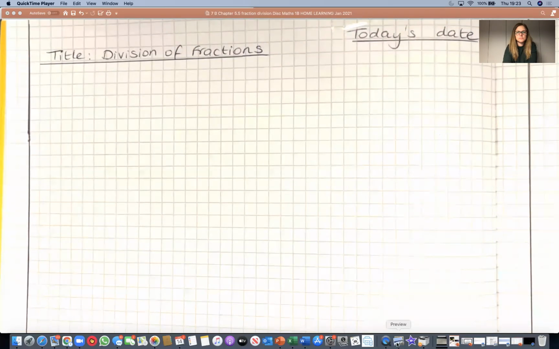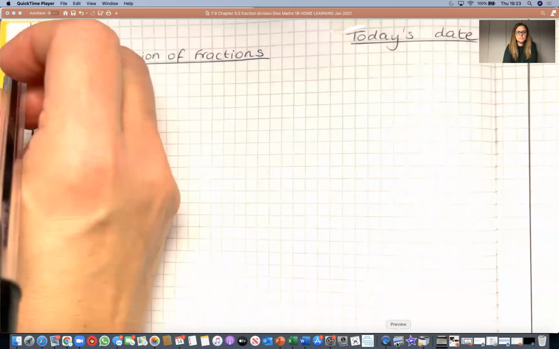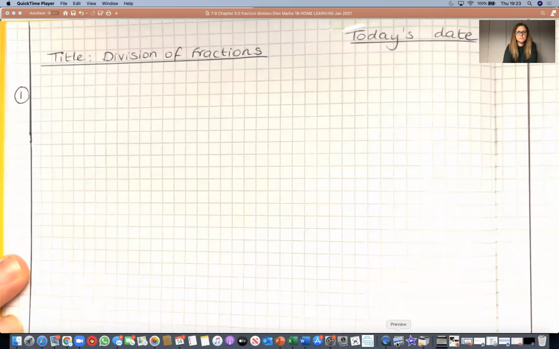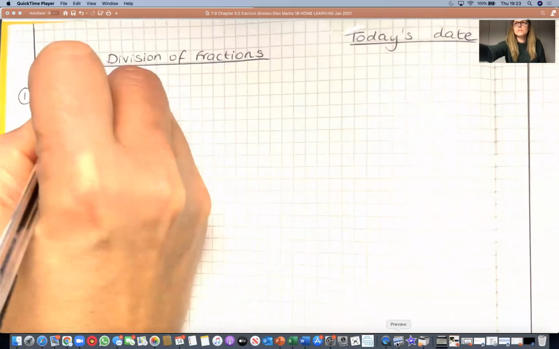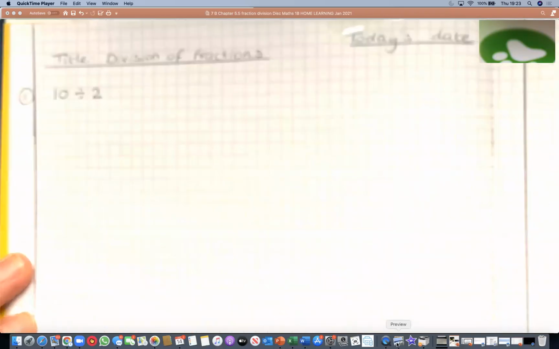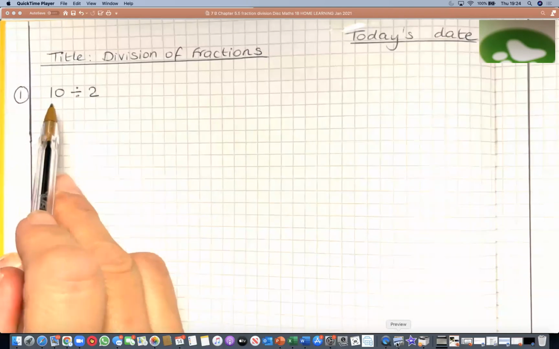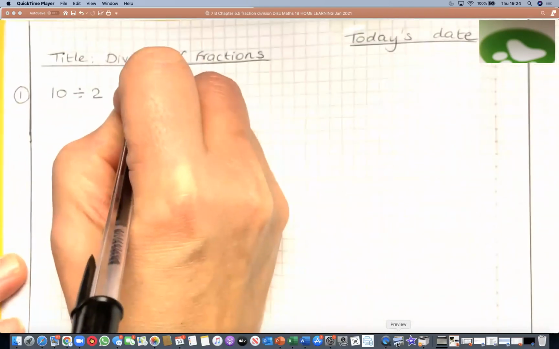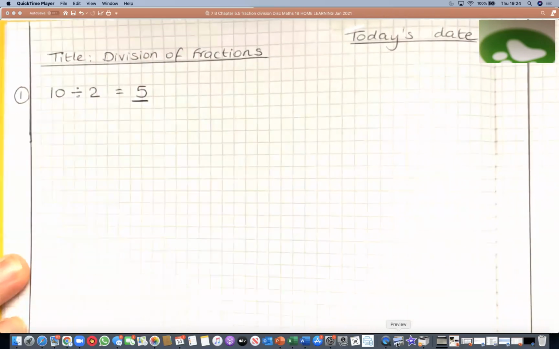Build it up from now. So we're going to start nice and easy. Okay, our first question, question 1, is 10 divided by 2. All happy with that? I've got 10. I divide it by 2 into 2 equal parts, and therefore my answer is 5.